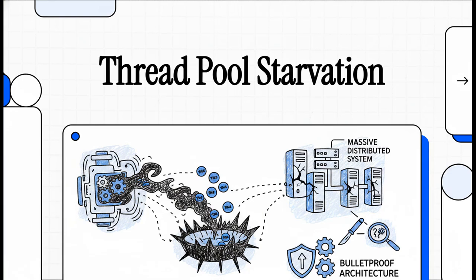Welcome to the Explainer. Look, today we're doing a forensic autopsy on a silent, system-destroying anomaly. I'm talking about thread pool starvation. It's this hidden back-end killer that can take down massive distributed systems without making a sound. We're going to tear it apart, look at exactly how it works under the hood, and walk through the intense, highly practical fixes you absolutely need to bulletproof your architecture. All right, let's just jump right in.